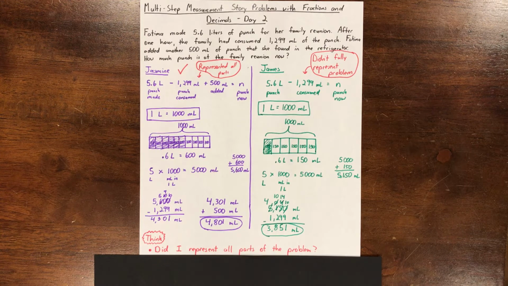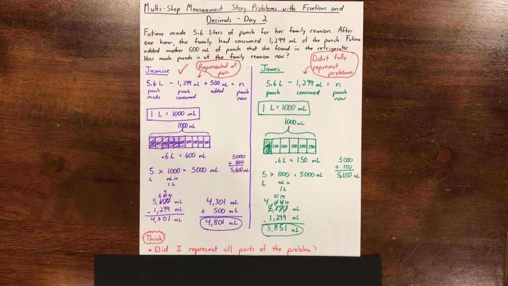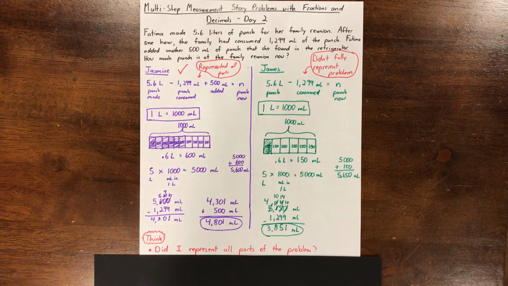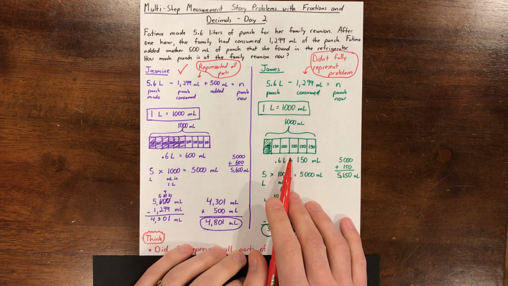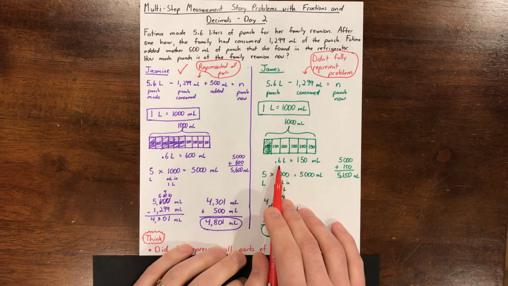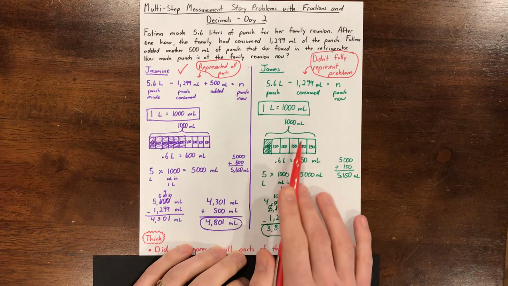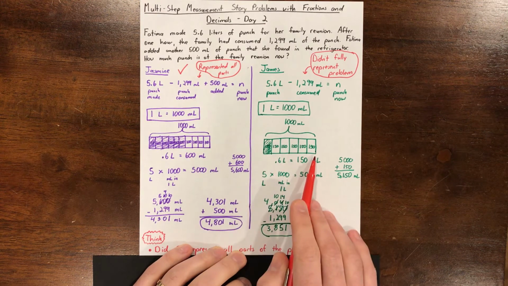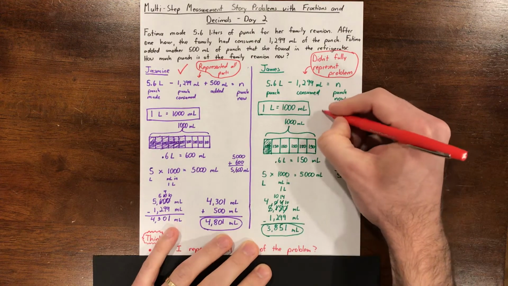Okay, so that's one mistake. What other mistake did James make? Say it out loud. Yeah, it's right here, right? When he was trying to convert 6/10 of a liter into milliliters, he drew a tape diagram, but he broke the whole into 6 parts instead of 10 parts. So I'm going to note that here.